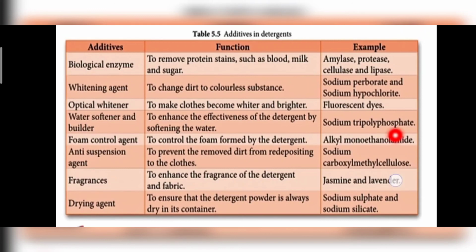Okay, for example, jasmine and lavender. Drying agent, okay, function to ensure that the detergent powder is always dry in its container. Example, sodium sulfate and sodium silicate. So these are the additives in detergent, right?